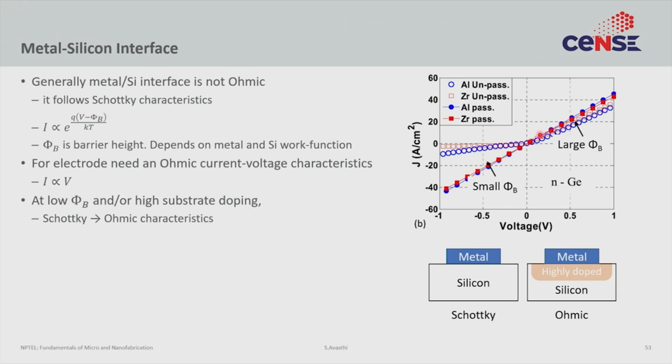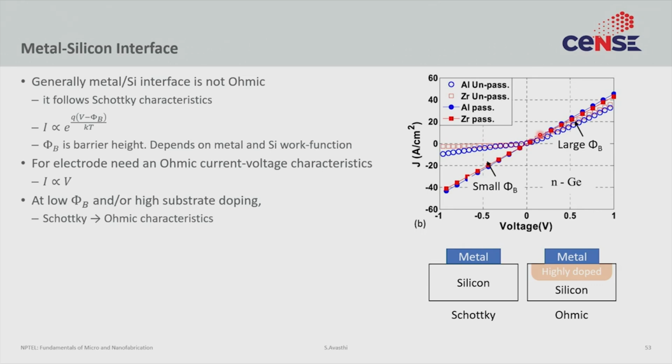Now one easy way to achieve this is to change the metal work function. So in this case, for example, it's between zirconium and aluminum, but zirconium and aluminum themselves have a slight amount of difference.